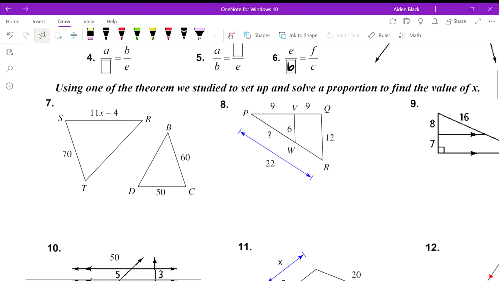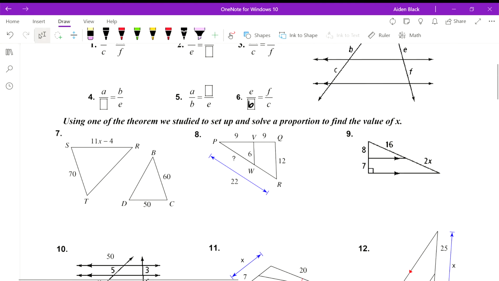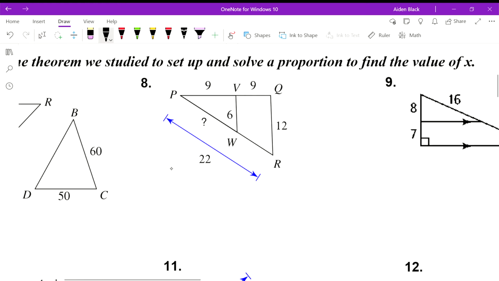Okay, let's work question 8. It says, using one of the theorems we studied, set up and solve the proportion to find the value of x. Okay, so we're assuming this is x. First of all, this is the same length as this, and this is half the length of this. So we're going to be using the mid-segment.